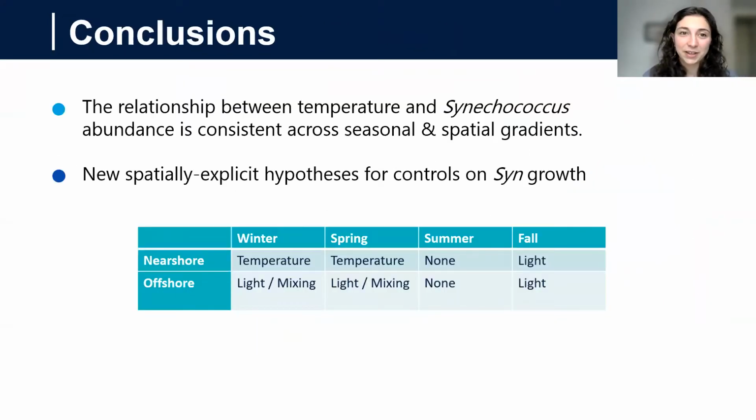And I'm going to finish with the conclusions here. The main one being that the relationship between temperature and Synechococcus concentration is consistent across seasonal cycles, both nearshore and offshore, and that relationship is consistent whether the variability is coming from change over time seasonally or change over space. Secondly, we have these new spatially explicit hypotheses for controls on Synechococcus growth, where before we thought, or we still think, that temperature is limiting their growth nearshore in the winter and spring, but then further offshore, they might be light limited or being limited by the mixing of the water column.